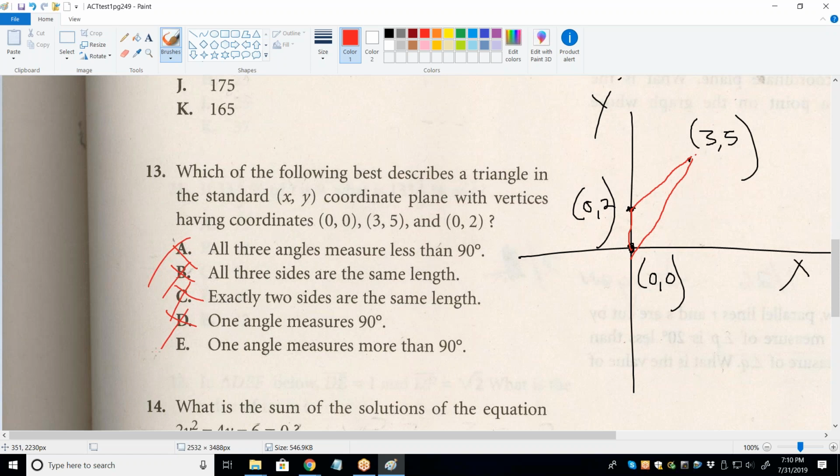And that's an important concept when you're doing the ACT. If you eliminate all the answers but one, you're done with the problem. Choose that answer, go to the next one. Now, if we had lots of time, is that correct? Yeah. This angle right here measures more than 90 degrees.